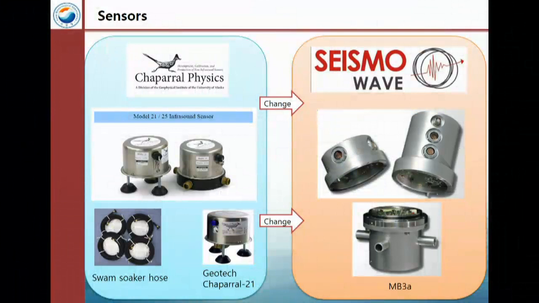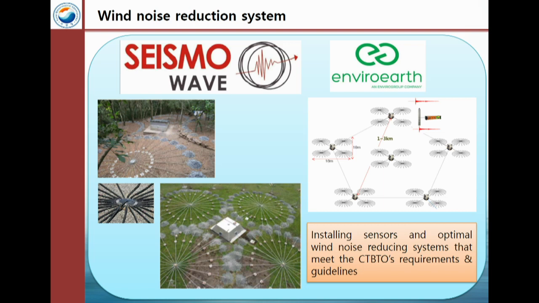And we will use a different sensor, the MB3A sensor of Seismoacoustic. For all of this, we will follow the IMS, CTBTO requirements and the guideline for station specification. We will not make the same mistake that we made before. Currently we use Chaparral Physics sensors, but this time we will use MB3A like other IMS stations; nowadays the CTBTO mostly uses MB3A with Seismoacoustic, so we will follow the trend. Also, instead of the pipe array systems, we will use a wind noise reduction system to get a nicer signal reception. Of course, we will meet the CTBTO's requirement and guideline.